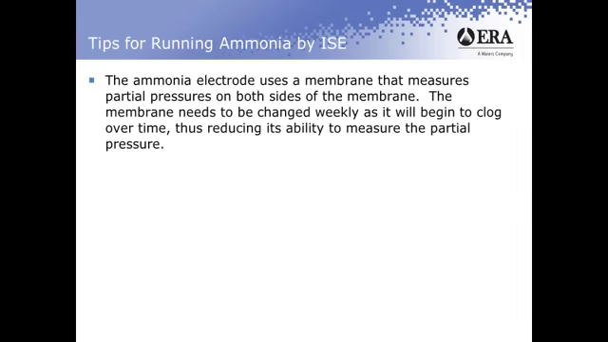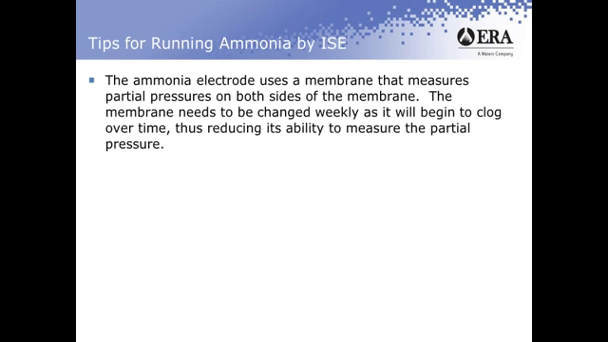So your ammonia electrode uses a membrane that measures partial pressures on both sides of that membrane. So on the bottom of your electrode, you'll have a membrane in there. The filling solution that you have puts a pressure on that membrane, and since that filling solution has a constant amount of ammonia in it, it's putting a constant pressure on the inside part of that membrane.